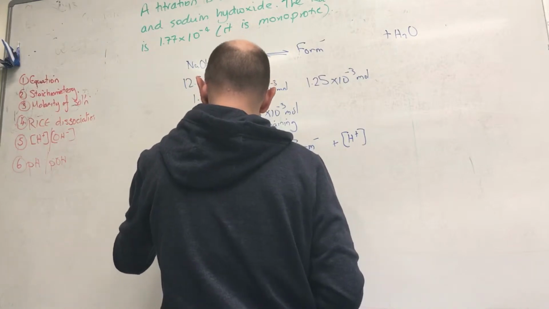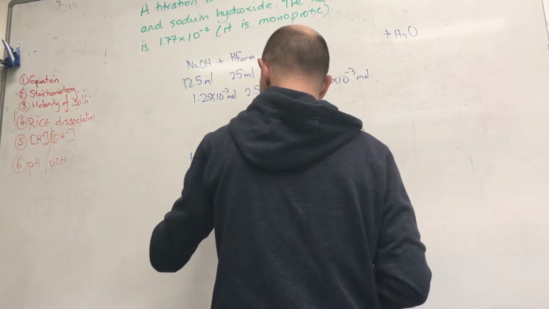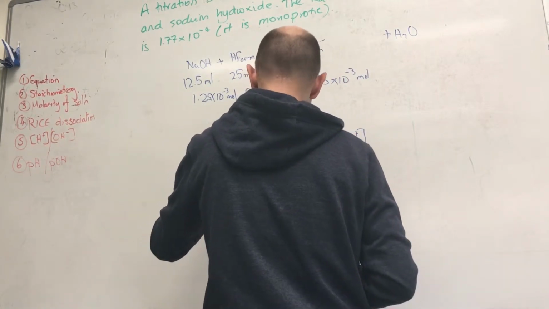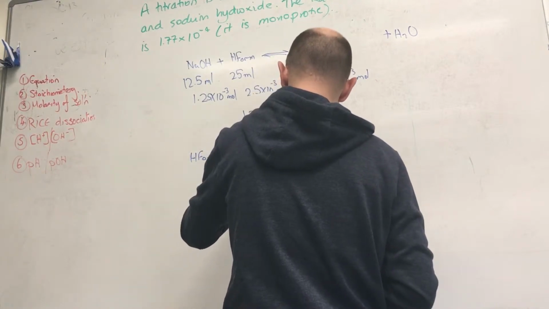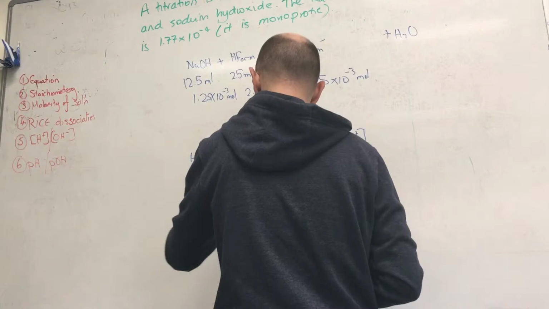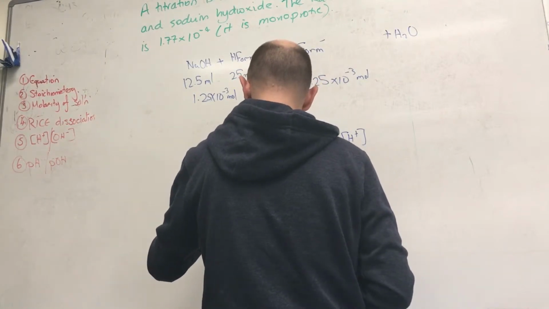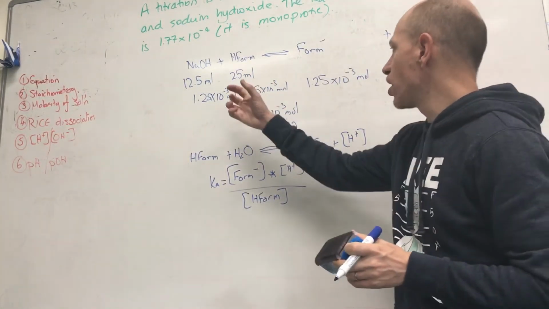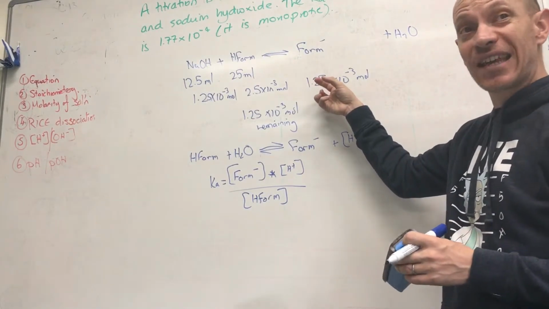So then when we put it in our equilibrium expression, we get that Ka is equal to the concentration of formate multiplied by the concentration of H plus, over the concentration of formic acid. Now in this case, the concentration of formic acid and formate ions is exactly the same.